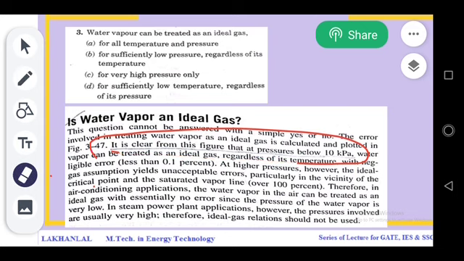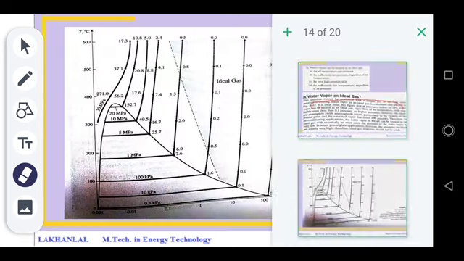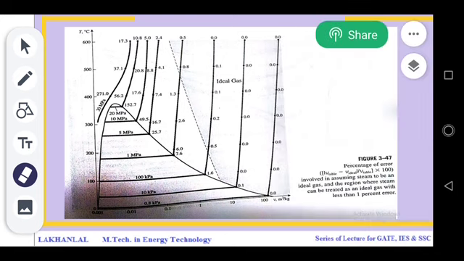Okay, regardless of its temperature. And we can see in this figure that below 10 kilopascal, the error is 0.1% only. So we can treat the water vapor as ideal gas. But beyond this pressure, the error is significant. So we cannot treat the vapor as ideal gas.